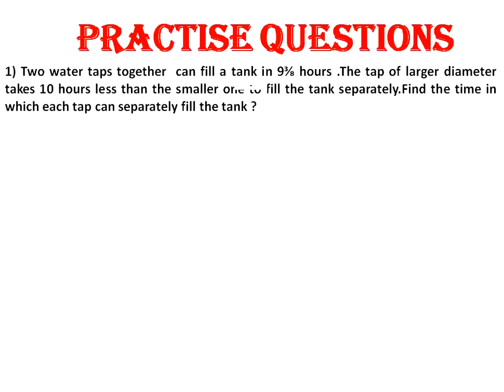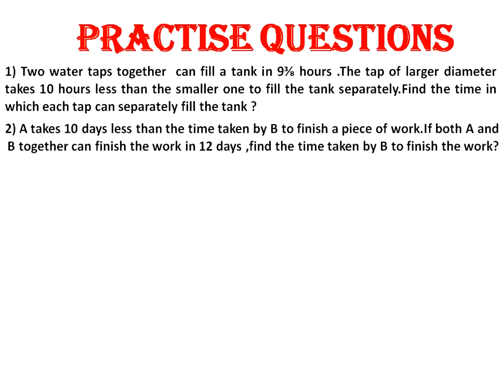Practice questions. Two water taps together can fill a tank in 9 3/8 hours. The tap of larger diameter takes 10 hours less than the smaller one to fill the tank separately. Find the time in which each tap can separately fill the tank. Take the smaller one as x and the larger one as x minus 10, then 1 hour's work is 1 divided by x minus 10 plus 1 divided by x is equal to 1 divided by 9 3/8. Next, solve the questions.